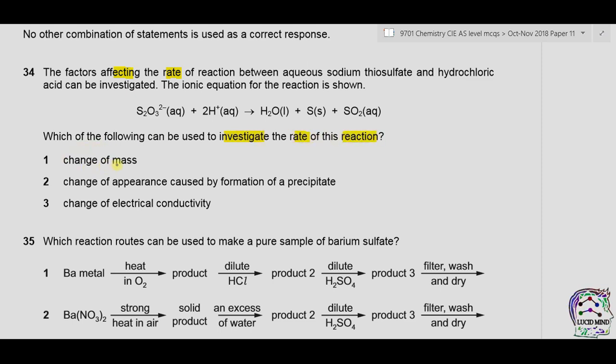Number 1. The change of mass. As we can see that the states of reactants and products are solid, liquid and aqueous, there is no gas formed, so it means there is no change of mass. So therefore we cannot find the rate of reaction by using change of mass. 2. Change of appearance caused by formation of precipitate. As we can see that sulfur solid has formed from 2 aqueous reactants and sulfur is a pale yellow precipitate.